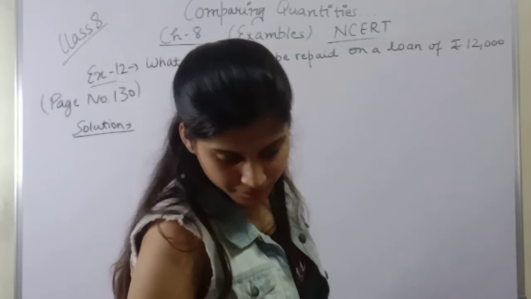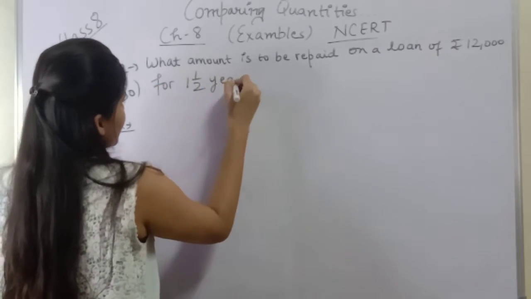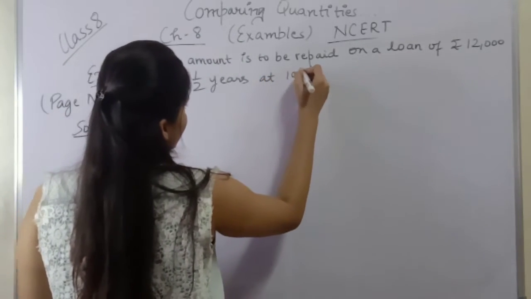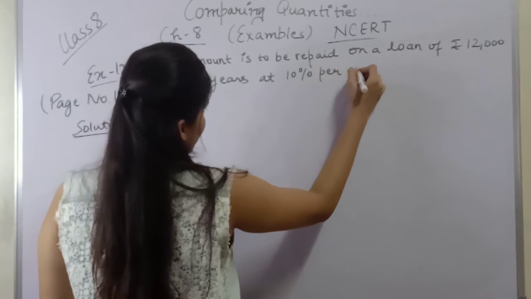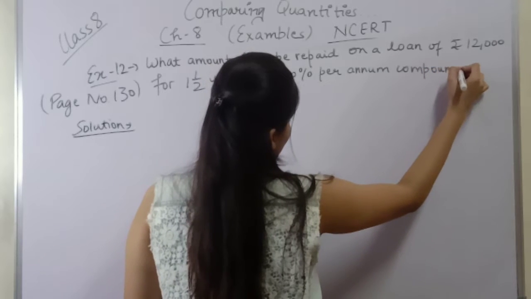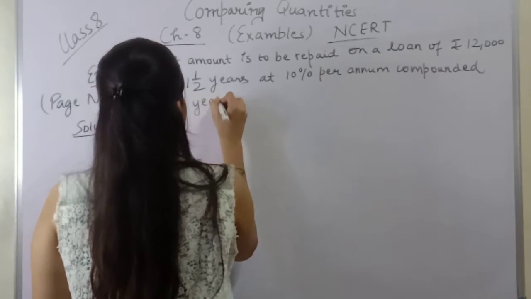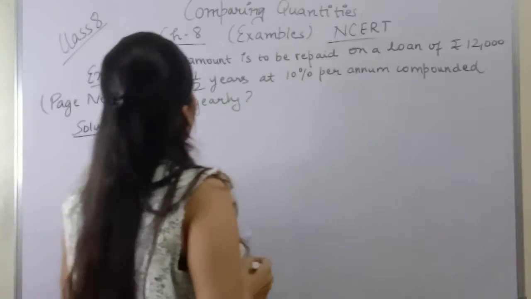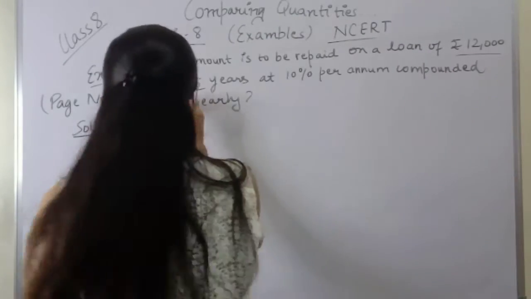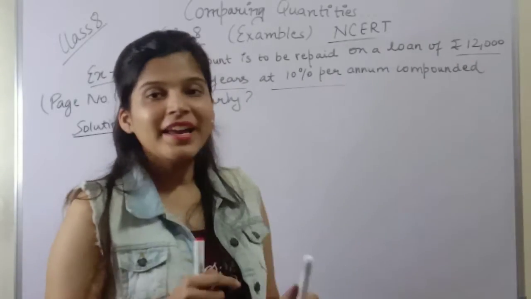12,000 for 1.5 years at 10% per annum compounded half yearly. Now we are given the principal, time and rate, and we have to find this amount by compounded half yearly method.